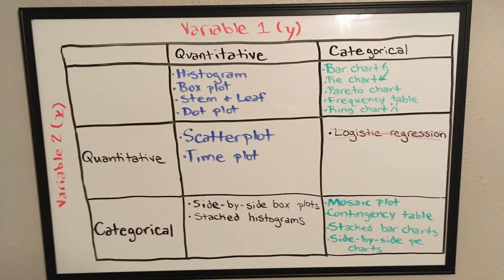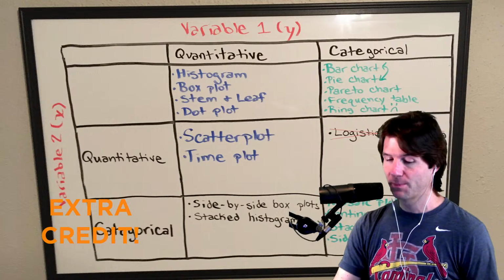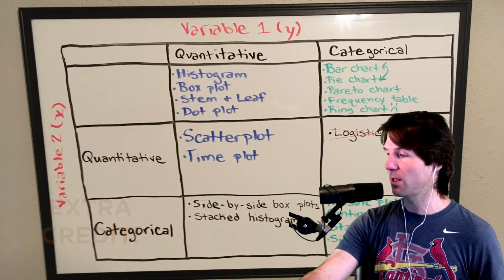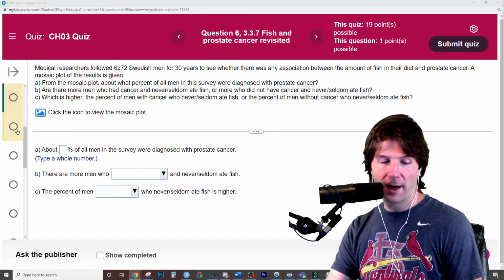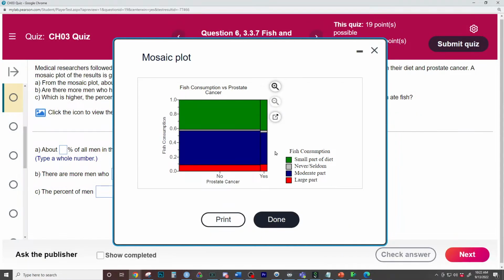Great job, Evan, right there. Evan, correct: bivariate categorical, two categorical variables. So that's what a mosaic plot visualizes. You ask a categorical question like, how much fish do you eat? And right here we see how much fish do you eat: never, small, moderate portion or large portion? And did you get prostate cancer?